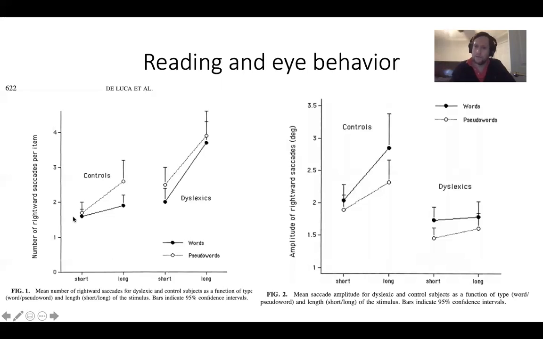whereas controls tend to get all of the letters like a gestalt, simultaneously processing all of the letters. And so in general, controls have fewer forward saccades. Individuals with dyslexia have more forward saccades, especially the longer the word tends to be. So that's that first graph.